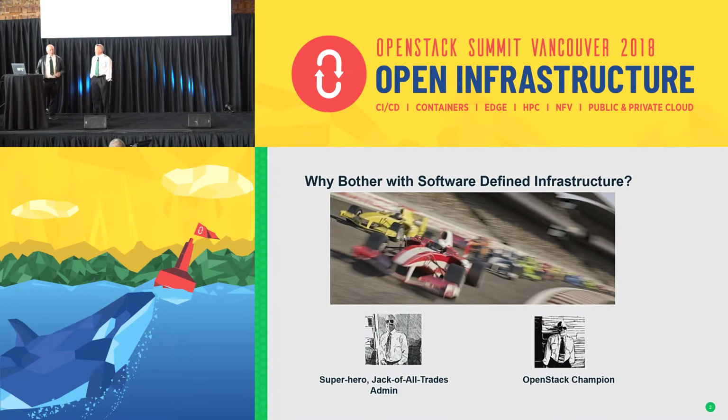So we're going to play a little bit of role activity here. I'm going to be the jack-of-all-trades admin, and Mark's going to be the OpenStack champion. The superhero jack-of-all-trades admin. Okay. He's the stud. Superhero.